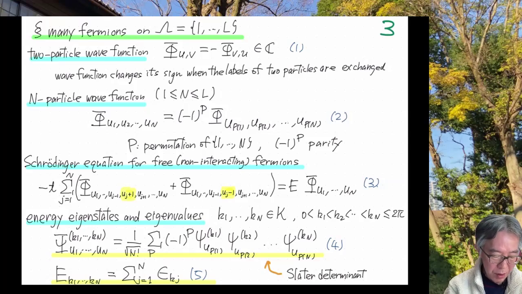Okay, and anyway, this energy eigenvalue is simple. This is simply the sum of the energy of each particle. So we have n particles, and they have wave numbers k1, k2, dot dot, and kn. Each of them has this energy, so you simply sum up. Okay, this is simple. Is everything clear? Okay, so this is about the wave function formalism.